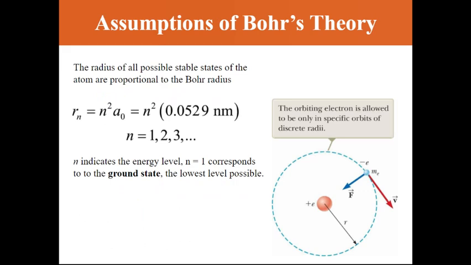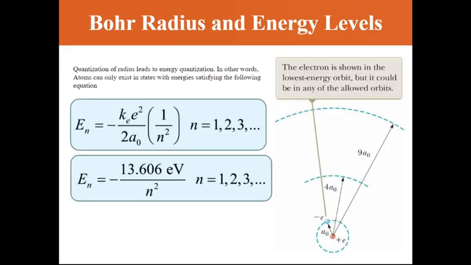For any higher energy state than the ground state, the radius of orbit is just the state number squared times the Bohr radius. So the second state has a radius that's 4 times the Bohr radius. A third state has one that's 9 times, and so on. The quantization of radius, which came from the quantization of angular momentum, also leads to the energy of the whole hydrogen atom being quantized as well.